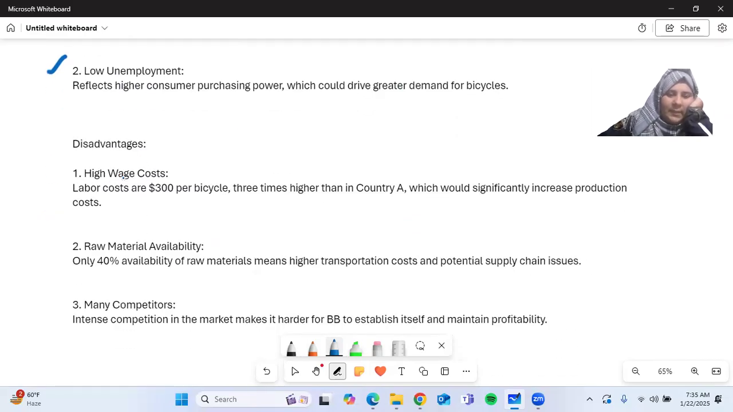And in the disadvantages, there is a high wage cost. Labor costs are $300 per bicycle, 3 times higher than in country A, which would significantly increase production cost. Only 40% availability of raw material means higher transportation cost and potential supply chain issues.